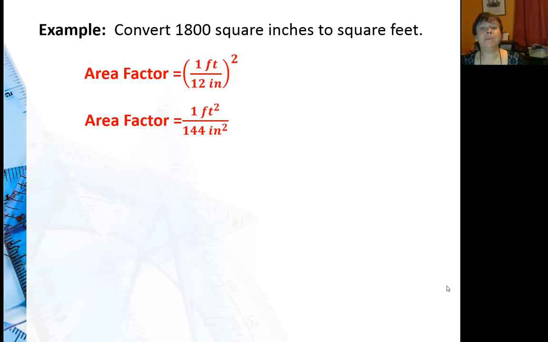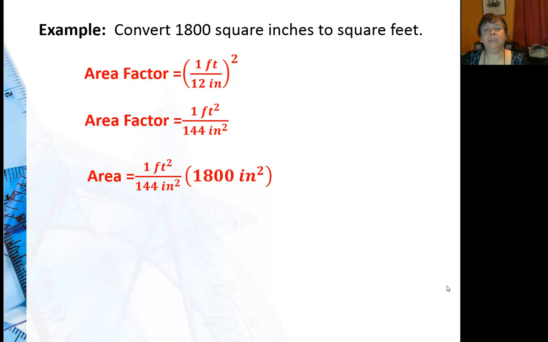So my area factor is yucky looking. It's 1 over 144. Then I just take that and multiply it by my original area. You can see here that the inches squared divided by inches squared becomes 1, so you end up with just feet squared as your units. So I end up with 12.5 feet squared.